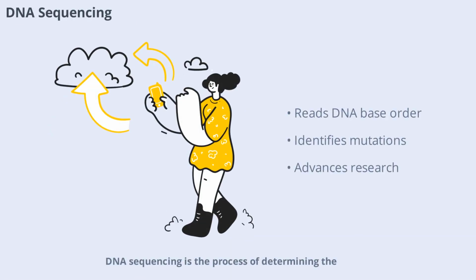DNA sequencing is the process of determining the exact order of bases in a DNA molecule. This technology allows scientists to read the genetic code, identify mutations, and study how genes function. Sequencing has become faster and more affordable, opening new doors in medicine, ancestry research, and evolutionary biology.